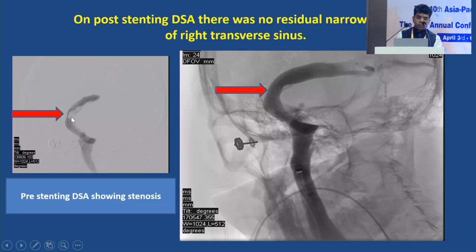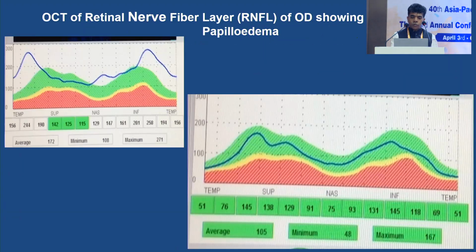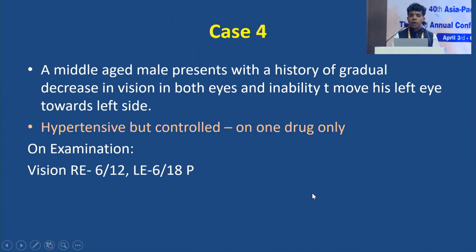This is pre, this is the constriction. Very little dye is going over here, so the whole of the dye is now going to the other side. So you have relieved the patient of the symptomatology and all of that from this stenosis. So papilledema resolved. This is now on the right side, you can see the nerve fiber layer has come down. So now coming to case 4.